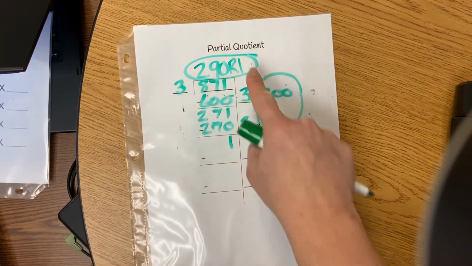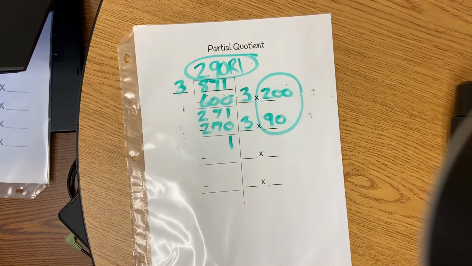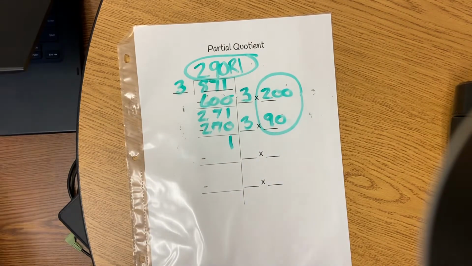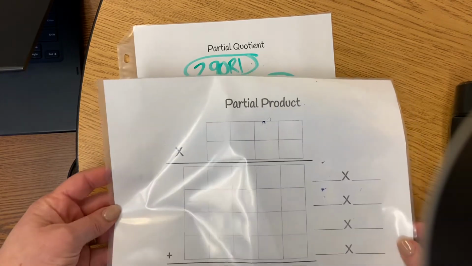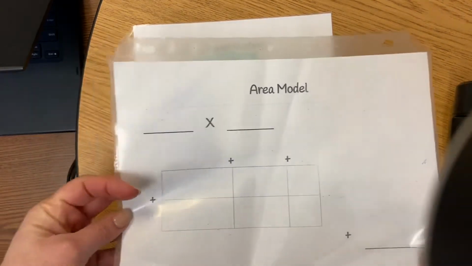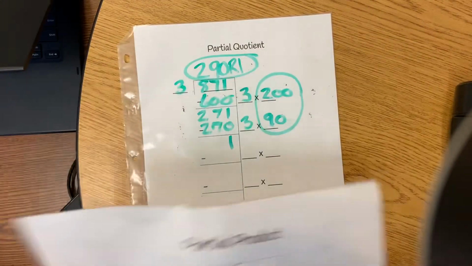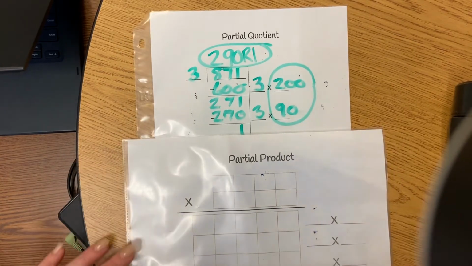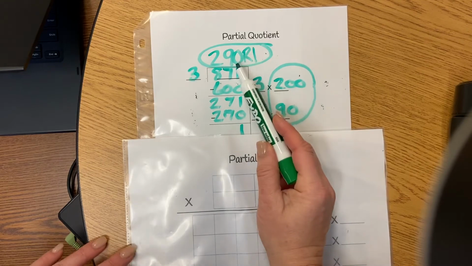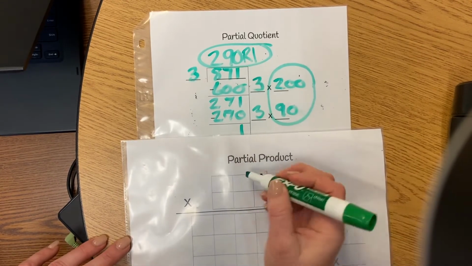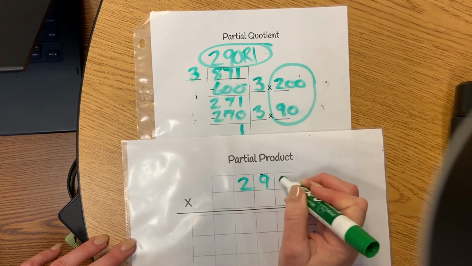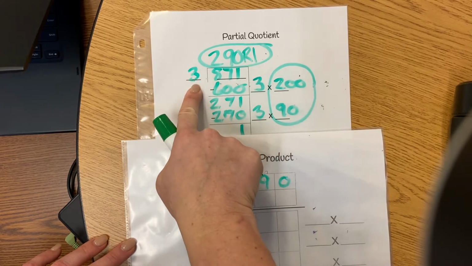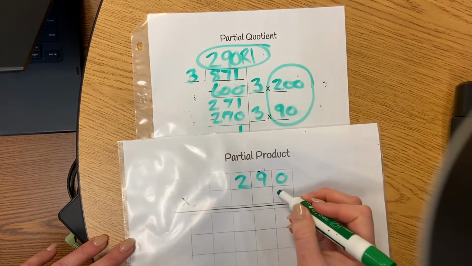Okay, now to check to see if I solved this correctly, I am going to use multiplication. So I can use partial product or the area model. Either strategy is fine. I'm going to do partial product. So to check, what you have to do is you're going to take your quotient, 290, and you're going to multiply it by your divisor, which is 3.